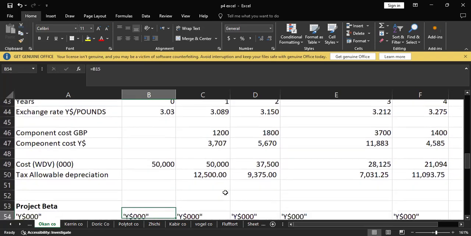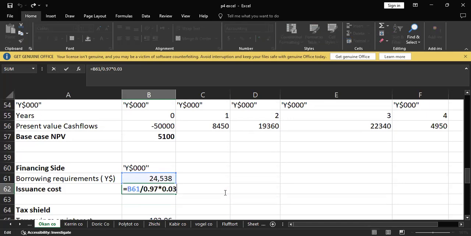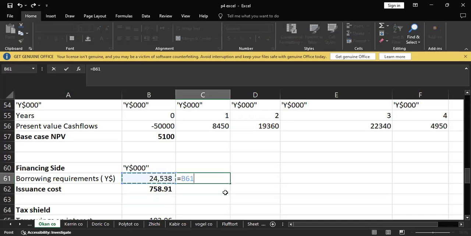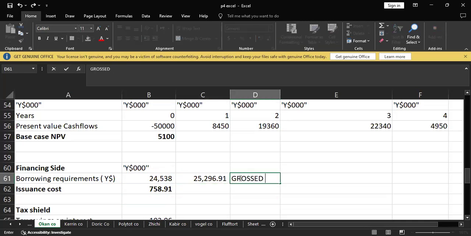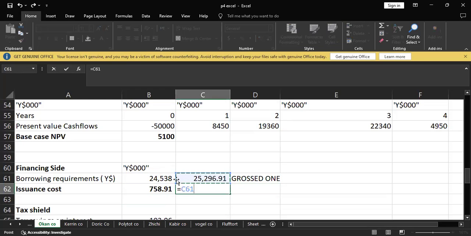Now, what is happening? This was the borrowing requirement and what is the issuance cost? The examiner told you that the issuance cost is 3% of the gross finance required. So see now, this divided by 0.97 and then we are taking the 0.03. Or if you want to compute it another way, just take this amount divided by 97 multiplied by 100. Now this is the total figure and this is the gross amount. And how you will compute the issuance cost out of this gross: deduct the original.